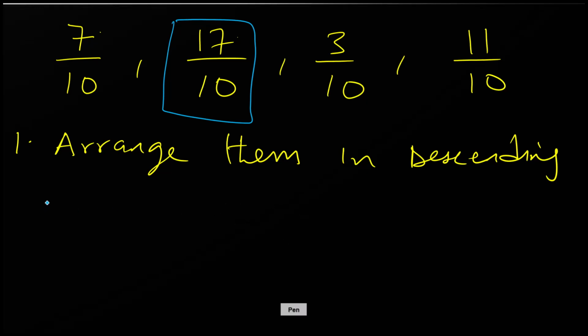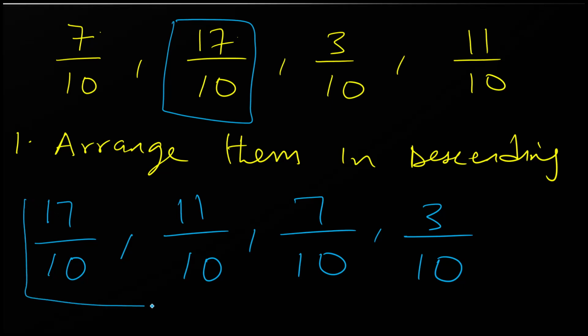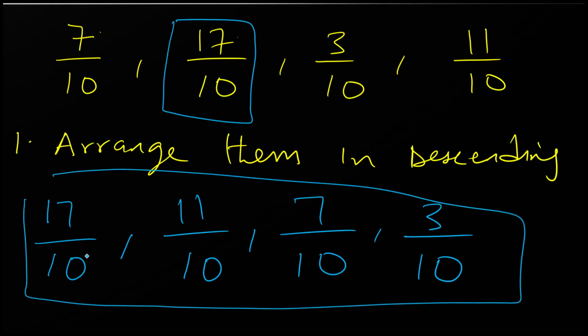So we have 17 on 10, followed by 11 on 10, followed by 7 on 10. Then we have the smallest. So we say we have arranged the fractions in descending order. Now, same way they can ask you to compare using the less than or greater than sign.